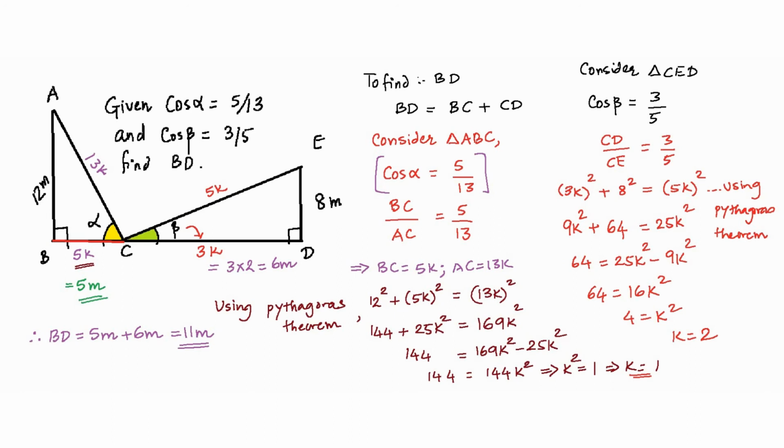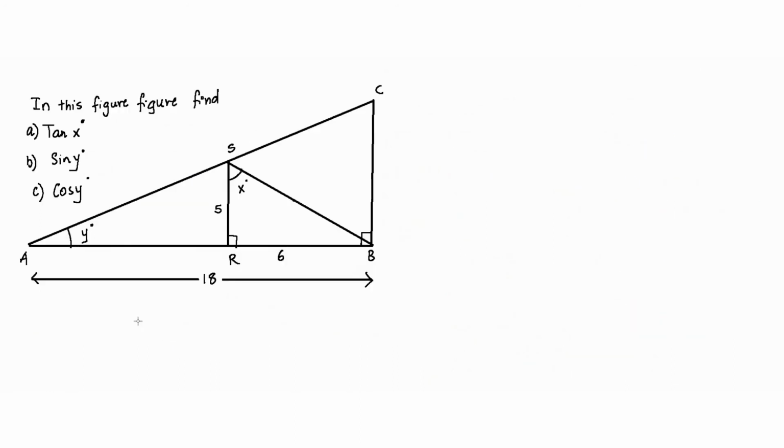Moving on to the next question. Let's take a look at this question. In this given figure, find the value of tan x, the value of sine y and cos y. Let me just highlight these angles for a minute. And now I am going to pause for a minute so that you can think of how we should solve this particular question. Again, remember, if you want to find the values of trigonometric ratios, you need to find a right angle triangle which includes the given angle.